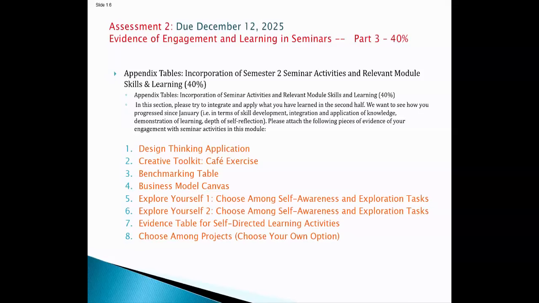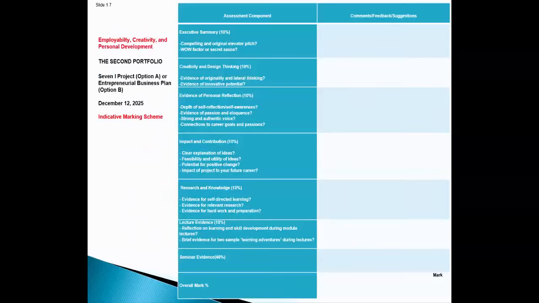So lecture and seminar evidence are very similar. But this time, you are creating your assets. That's the focus for your second portfolio. So this is how you will be graded.